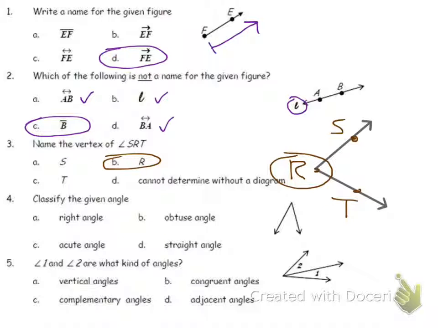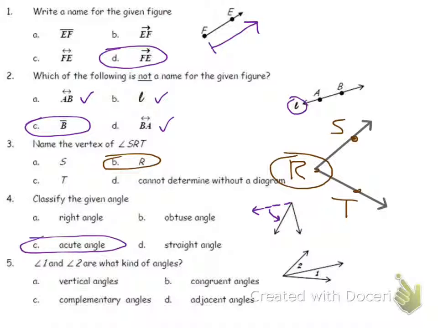Number 4, classify the given angle. Well, we don't have any measurement, but we're safe to say here, if we were to imagine this being a right angle, this is a little bit smaller than a right angle. And any angle smaller than a right angle, or less than 90 degrees, will be an acute angle.